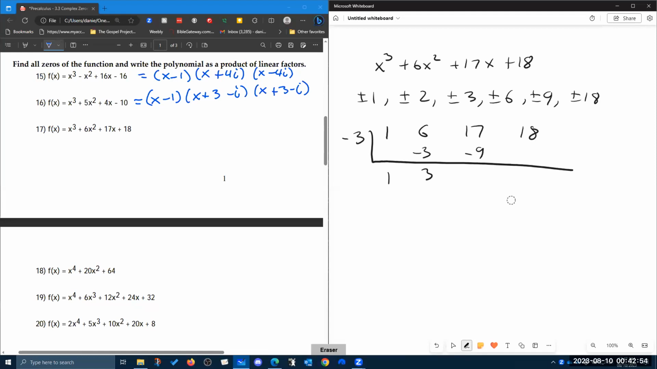That's not going to work. Let's try a negative 2. There we go. So this is going to be x plus 2 times x squared plus 4x plus 9.